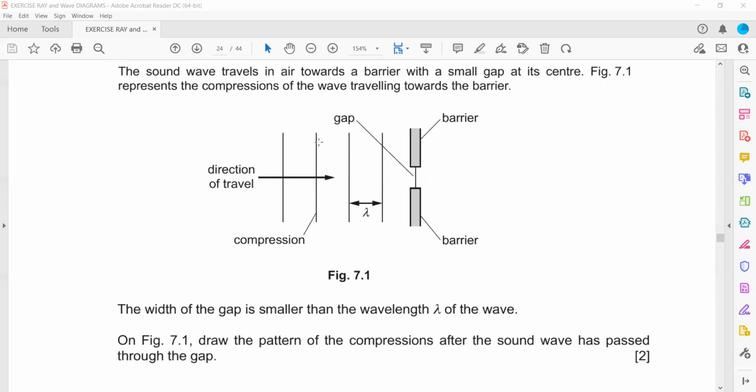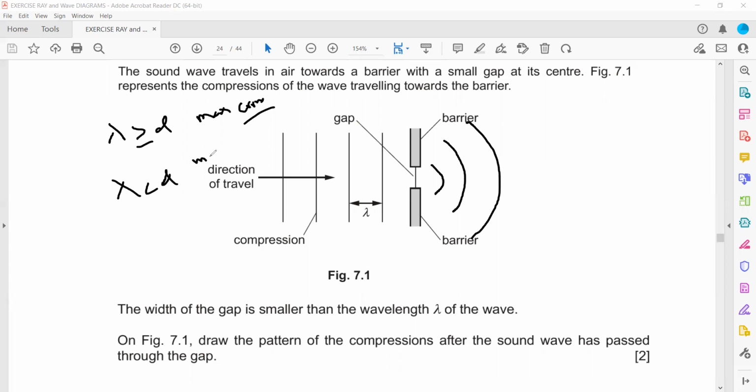Sound waves travel in air towards a barrier with a small gap as shown. The width of the gap is smaller than the wavelength. So when we have a small gap size, draw a pattern of the compressions. So we have to draw the pattern of the waves. Why are we drawing curved circular wavefronts? Because they mentioned that the wavelength is greater than the gap size. When wavelength is more than or equal to gap size, there is maximum diffraction, which means we draw curves. If wavelength is less than the gap size, then there is minimum diffraction, so we only draw the edges a bit curved, but mostly it will be a plane wavefront.